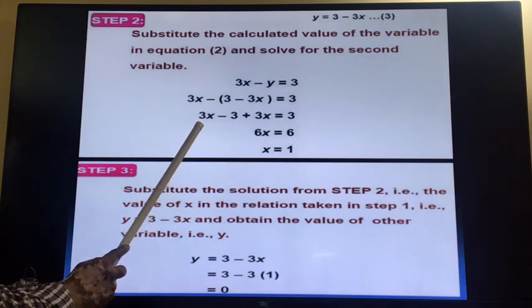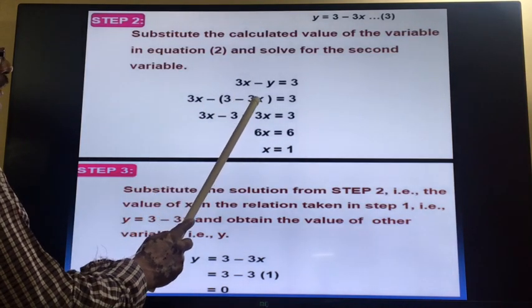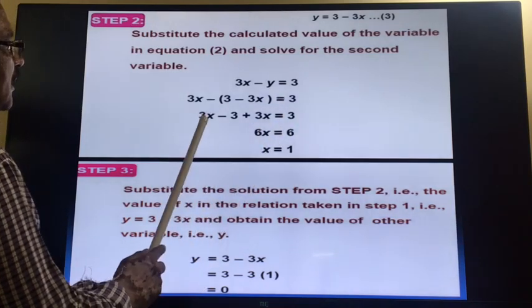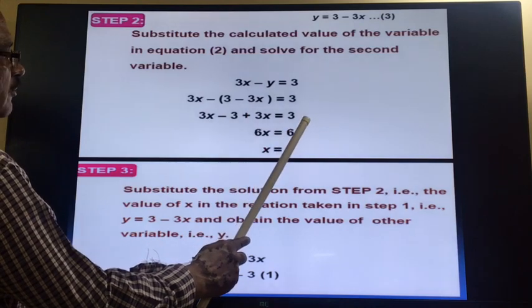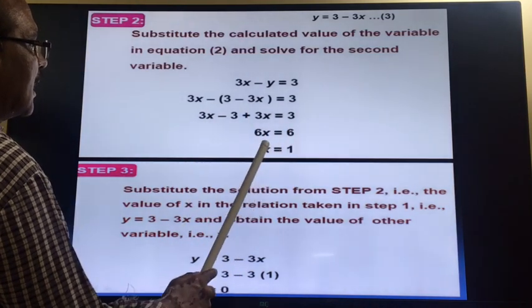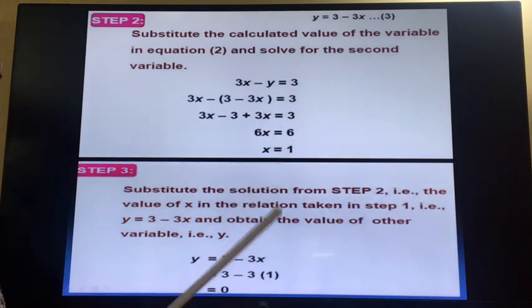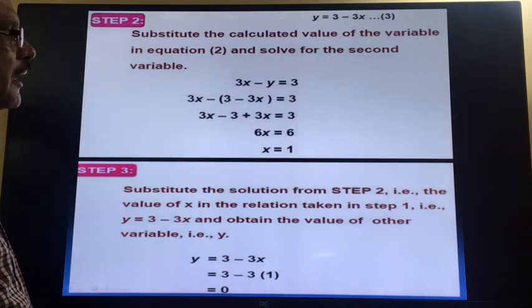Now open the bracket, so we will get 3x minus 3 plus 3x is equal to 3. So 3x plus 3x is equal to 6x, and this 3 will go to that side, so it will be plus 3, so it will be 6. So we will get 6x is equal to 6 and x is equal to 6 divided by 6 is equal to 1. So by substituting the value of y in the second equation, we are able to find the value of the first variable x.